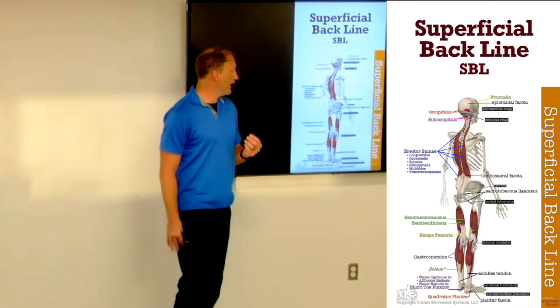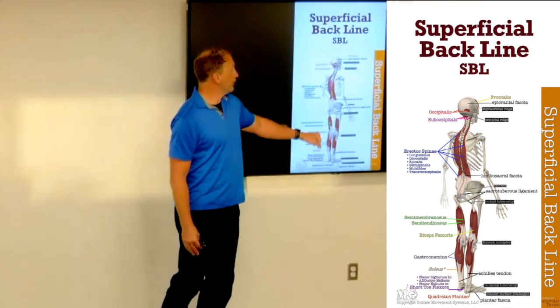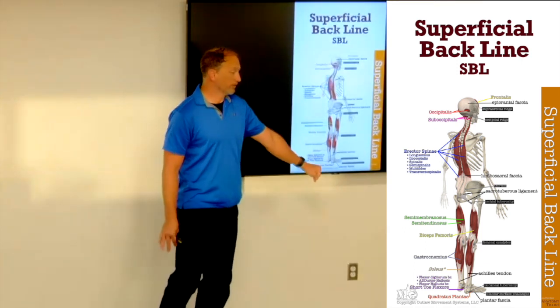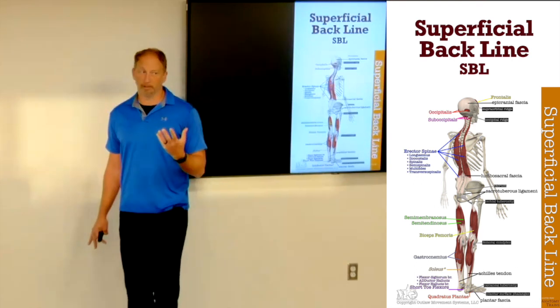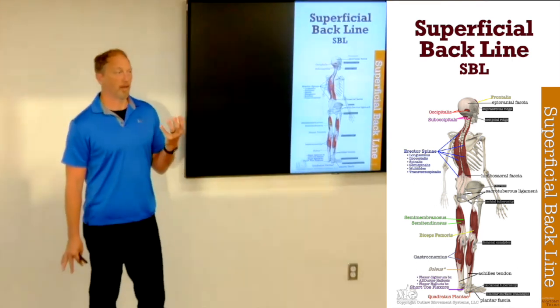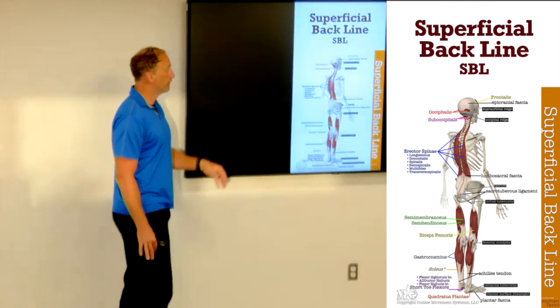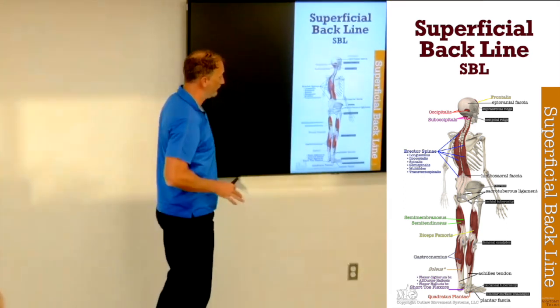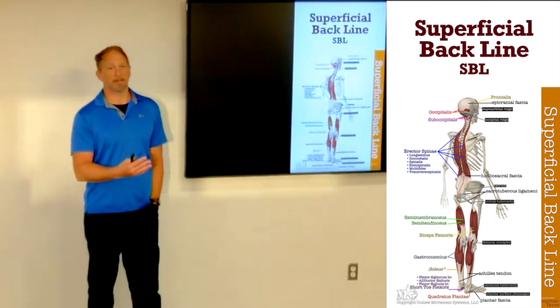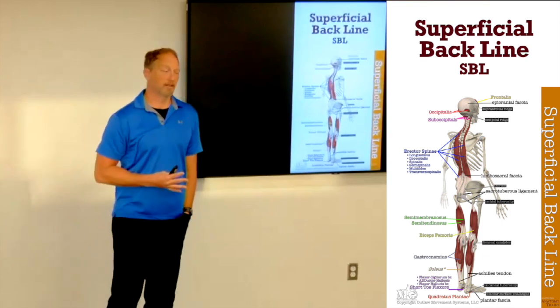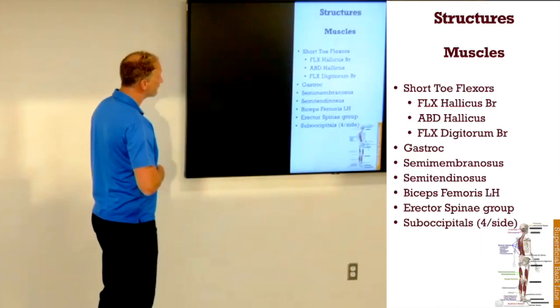So don't fall into that trap of just thinking superficial backline is just these muscles. Yeah, it is, but you're missing the largest contribution to the nervous system if you ignore the other areas, which is why we've really started to break those out. And we see the soft tissue, we see the other areas on the right side.